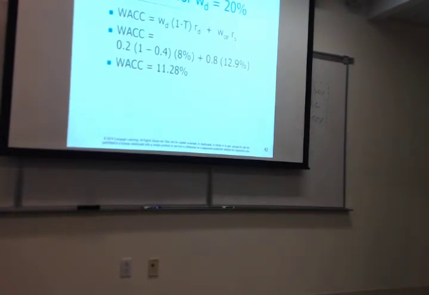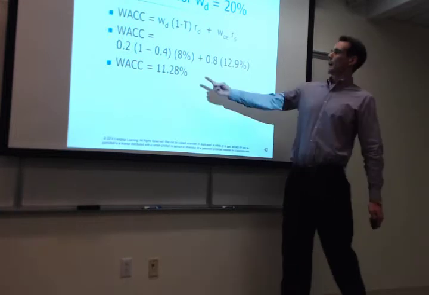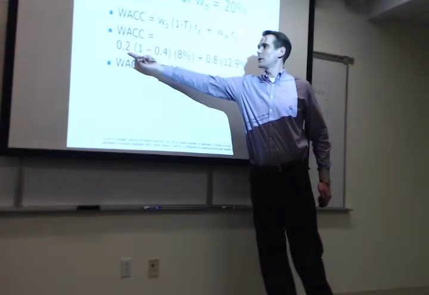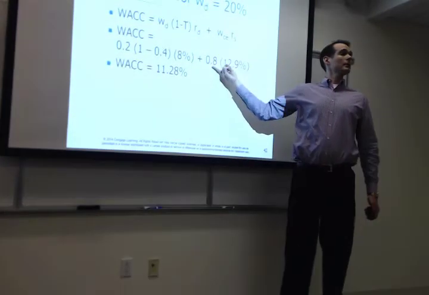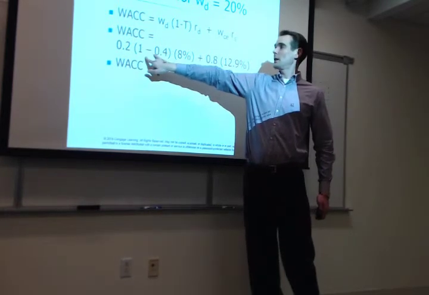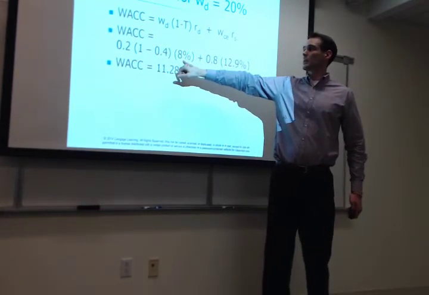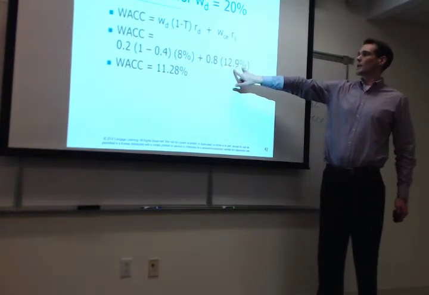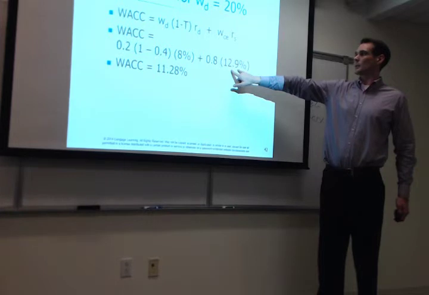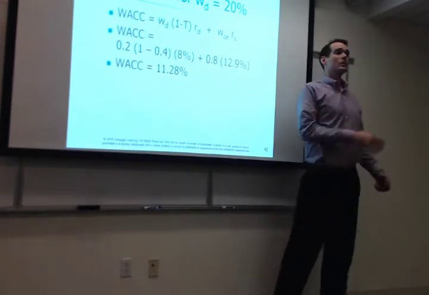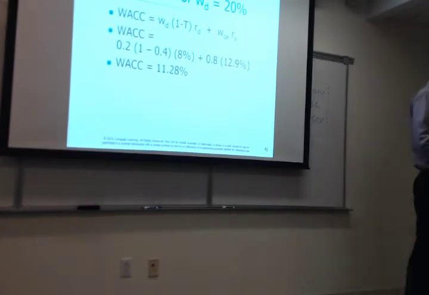Okay, so now we calculate out the WACC. Our WACC, 20% is our weight of debt, 80% is our weight of equity. We have the tax benefit for debt. We have the cost of debt at 8%. Equity, again, is 80%, and we have the cost of equity at 12.9%. So our WACC, if we use 20% debt, is now 11.28%.